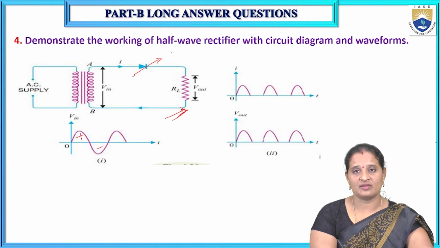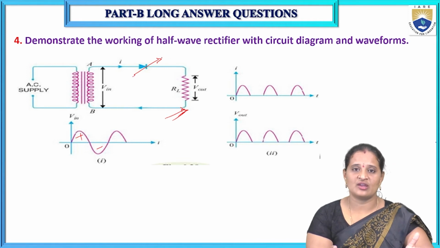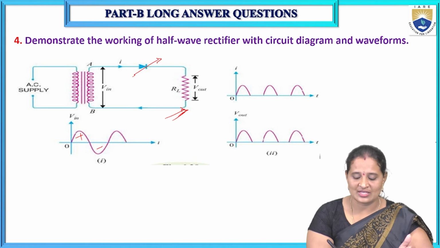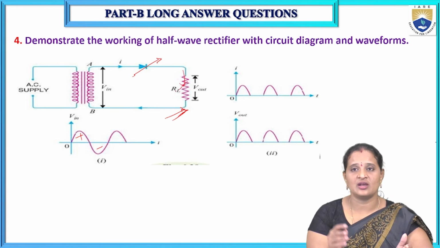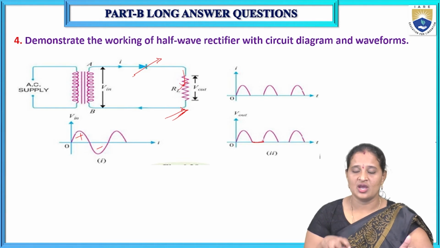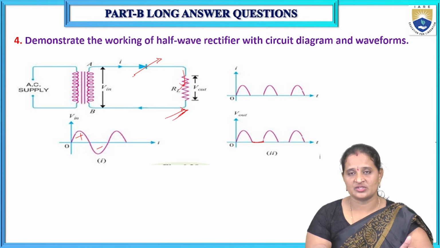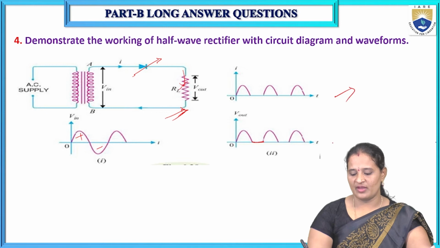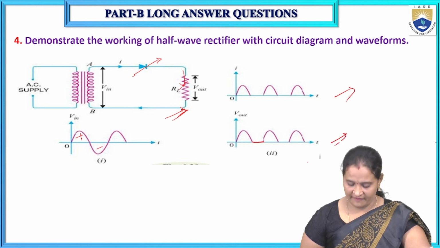So this diode will be reverse biased. What happens if the diode is reverse biased? It is open circuited, so no current flows. As no current is flowing through the load resistor, the output is said to be 0. Just mention a few points on how the circuit operates during forward bias and during reverse bias. So just give the output waveforms of that half-wave rectifier.